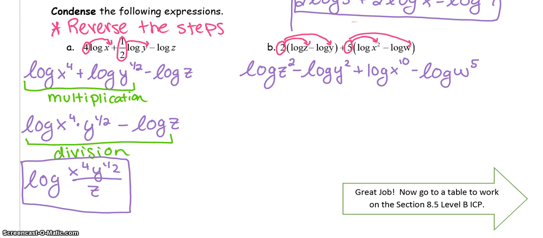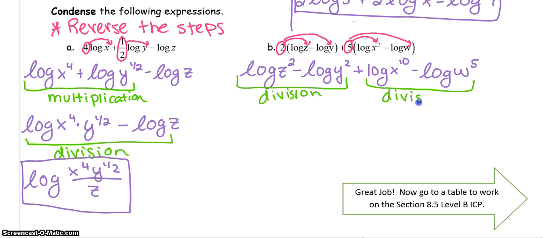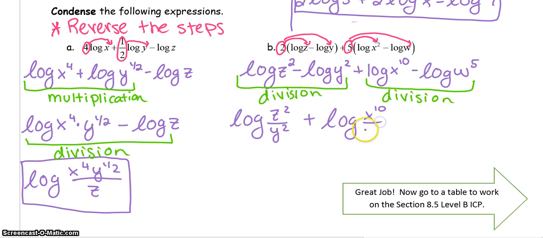Now again, we're going to look at this one piece at a time. So first, I've got subtraction going on. So this is going to become division. And over here, we've also got division. So I'm going to actually do these both in the same step, since they're both division. So I end up with the log of z squared over y squared plus the log of x to the 10th over w to the 5th.